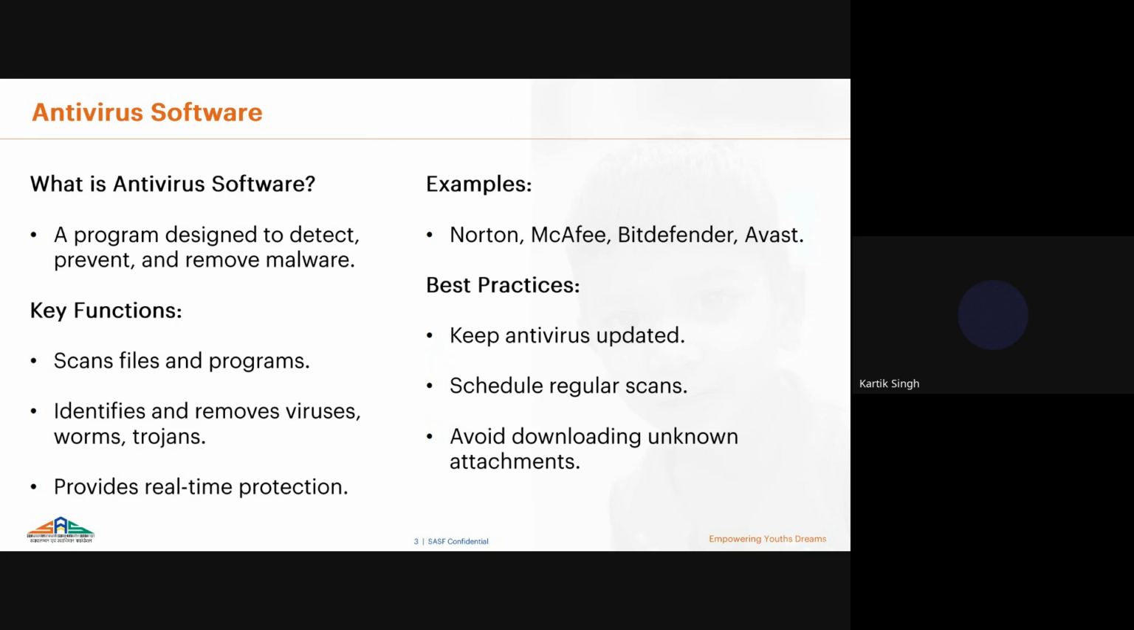If it is a malicious file, it will quarantine it and ask us for our approval to delete it. And if it is a major, high severity virus, then it will just delete that file without even asking. So this is how an antivirus software works, and these are the key functions of antivirus. Now, examples of antivirus software are Norton, McAfee, Bitdefender, Avast. So these are some examples of an antivirus software.